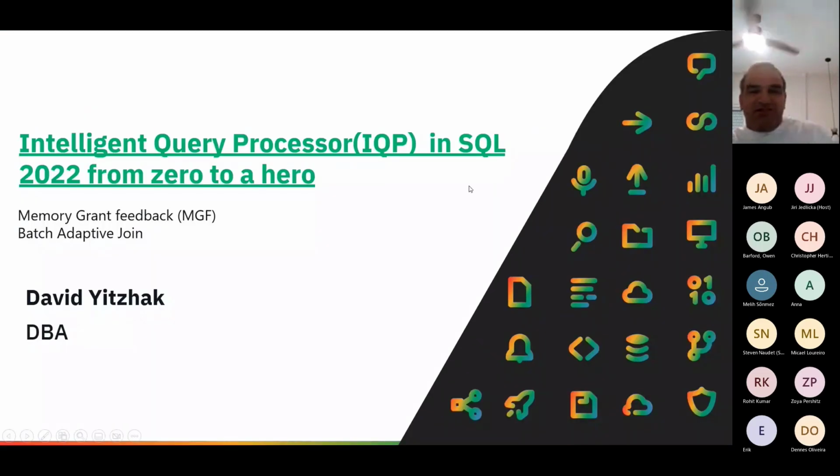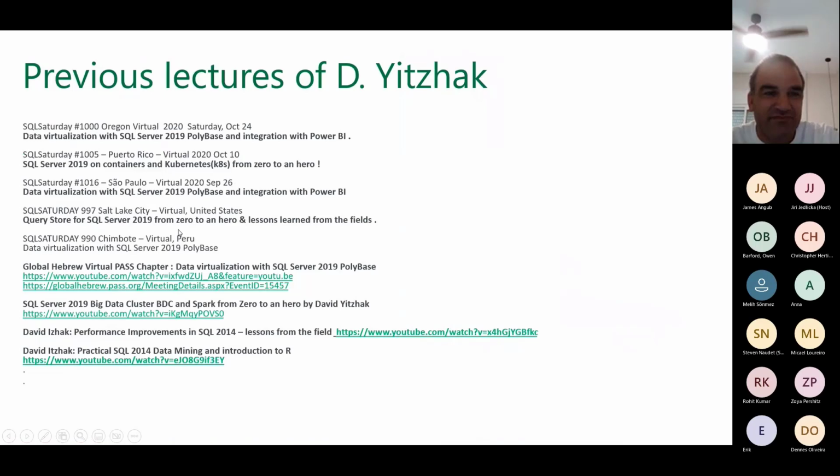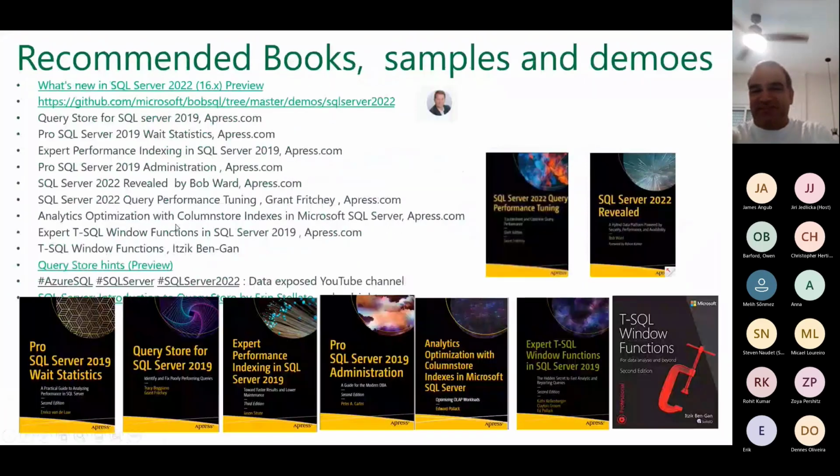So we'll talk about intelligent query processing in SQL Server and the following features: memory grant feedback and batch adaptive join. My name is David Yitzhak, DBA. I'm not a smart man, but I like the smart people who write all these books. I read these books and use them. Latest books about 2022 are Bob Ward, SQL Server 2022 Revealed, and SQL Server 2022 Query Performance Tuning. These are new books, and this is all the books I use, especially from Apress.